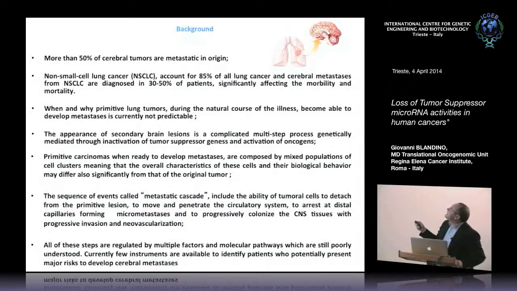Let me say that there are three types of tumors that preferentially metastasize to the brain. The most frequent is lung tumors. There is also breast. There is also melanoma. These are the most frequent tumors that metastasize. There are, of course, ovarian and other tumors, but the frequency of brain metastatization is less evident than for these three tumors.